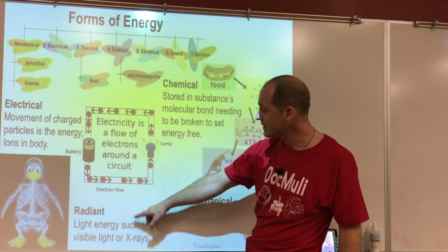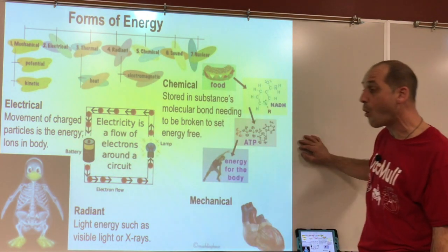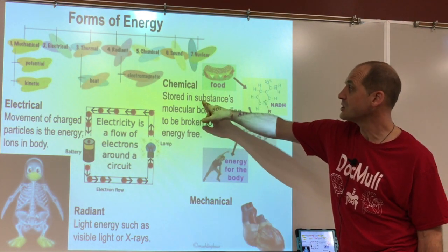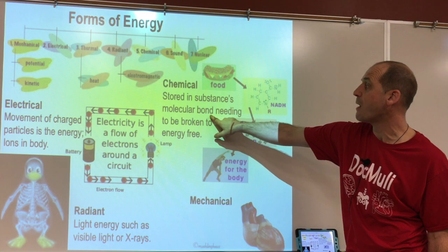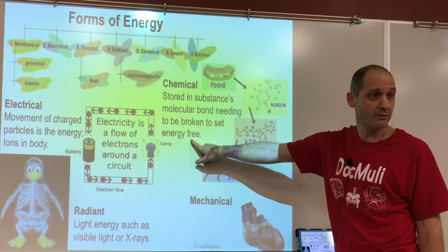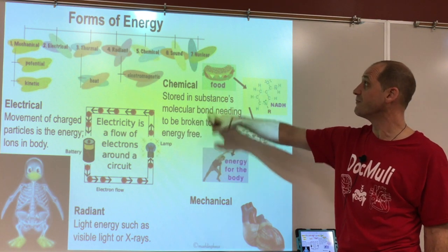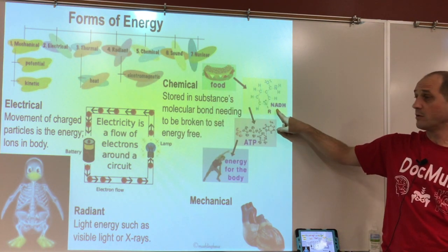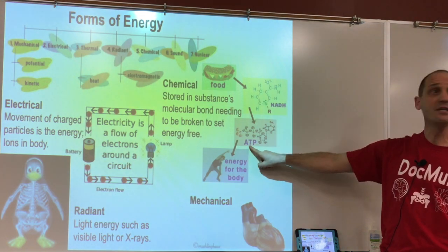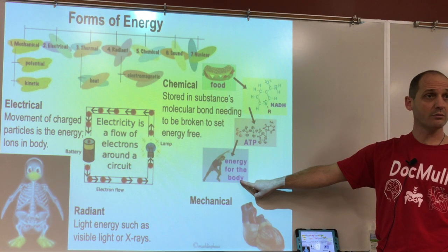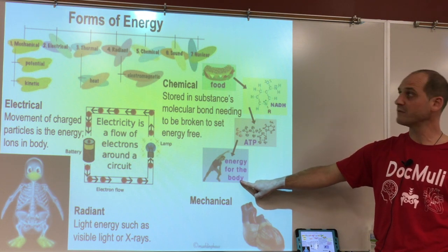We have radiant energy, that's light energy, such as visible light or x-rays. Chemical energy is stored in a substance's molecular bonds, which then need to be broken down to release energy. That's what happens when we eat. The food gets broken into all the little particles that then go into energy in the body that we can use to do work or exercise, stuff like that.